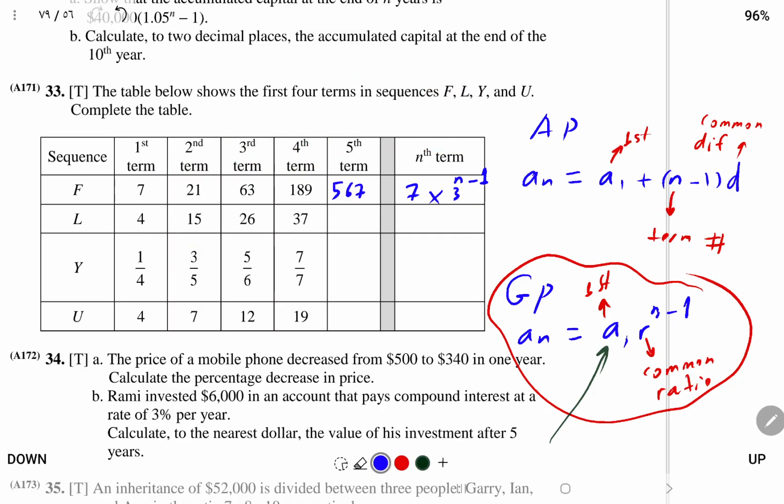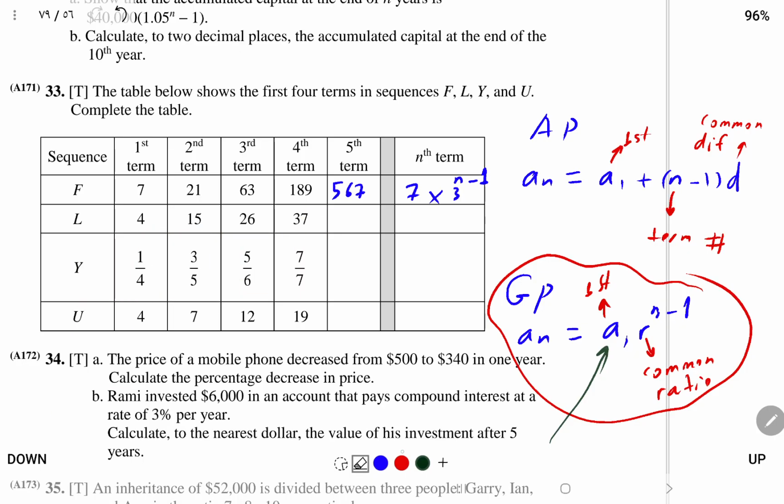Okay, for sequence L, you have 4, 15, 26, 37. Now, here we have to find either common ratio or common difference. If you divide 15 by 4, you get 3.75, but 26 by 15, you get different numbers. So, obviously, this is not a geometric progression. Let's check whether it's an arithmetic progression. If you subtract 15 minus 4, you get 11. 26 minus 15, you get 11. 37 minus 26, you get 11. This means this is an arithmetic progression.